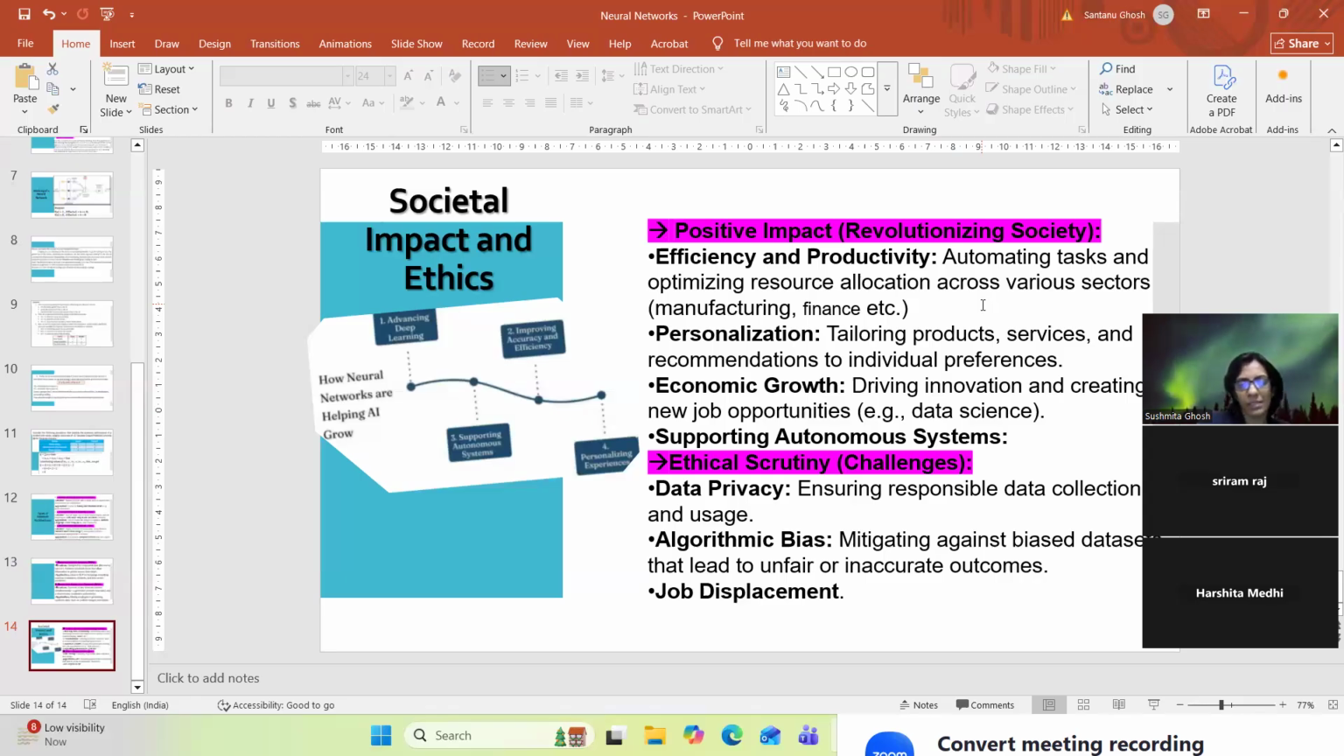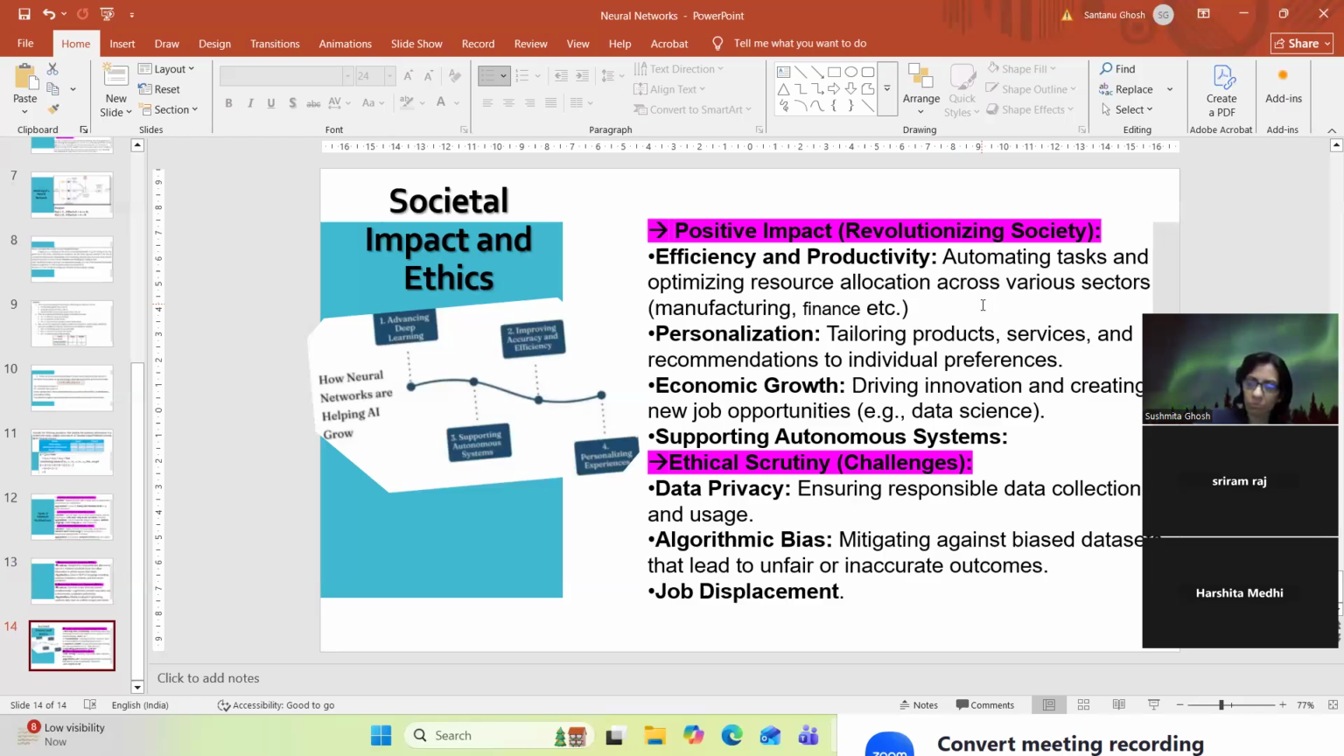Of course, challenges are there. Data privacy is the most important thing because training and everything is happening based on the data you're collecting from the users in it. Nothing seems to be private anymore. Everything is a public thing now. So ensuring responsible data collection and usage, that is important.